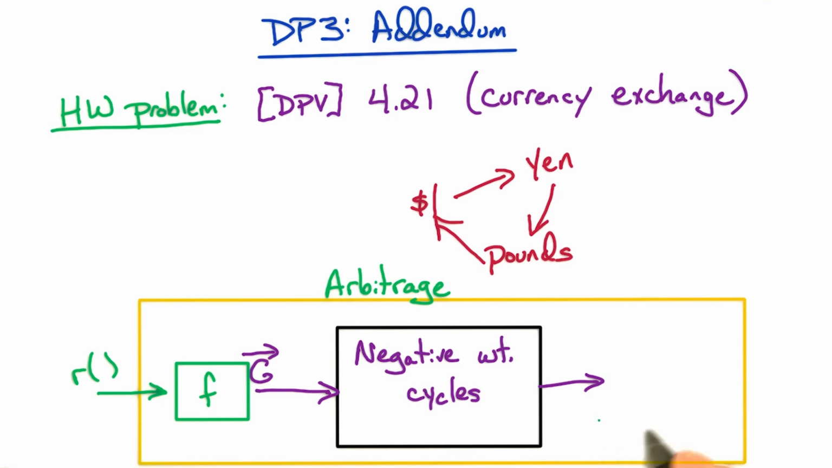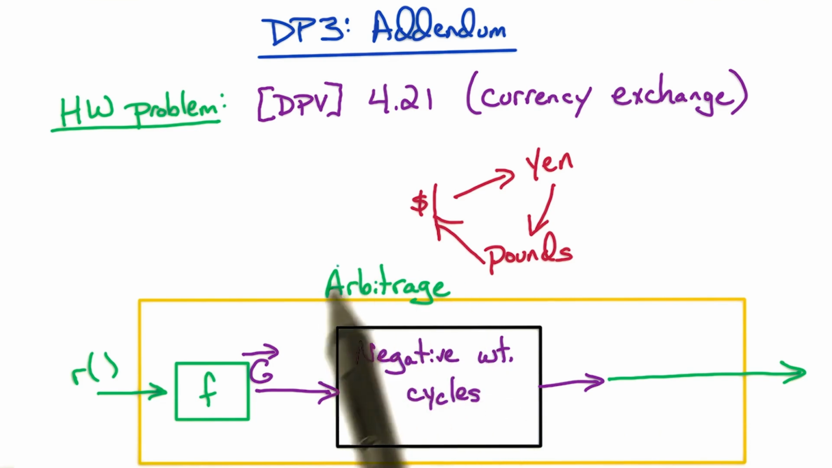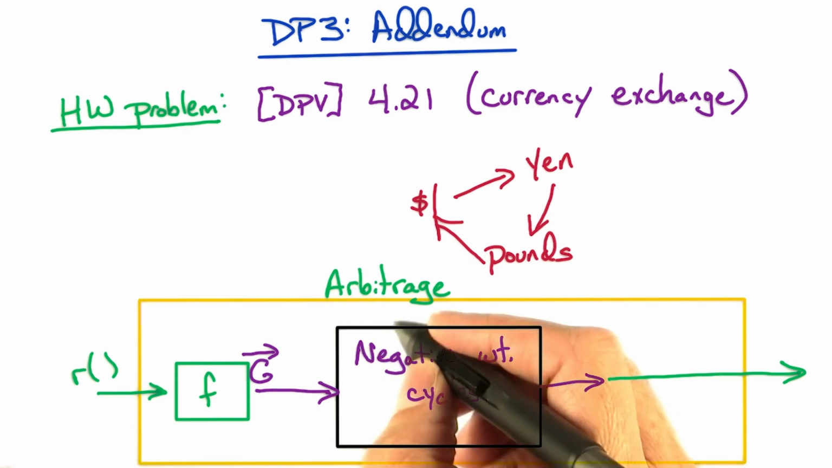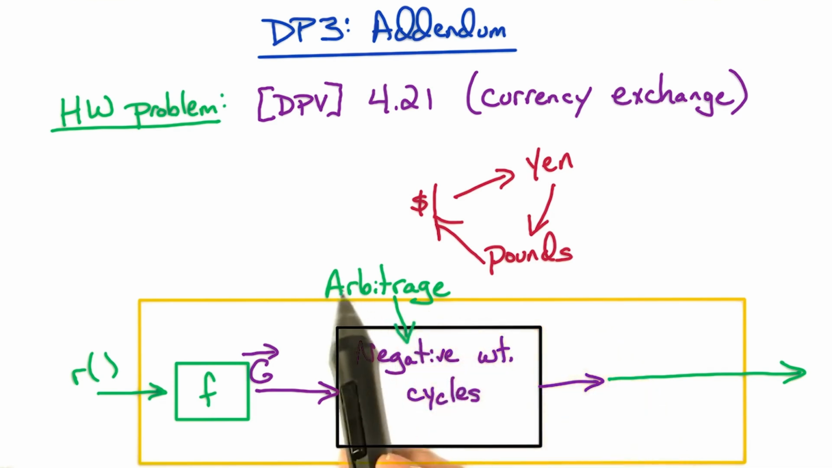And we're going to take the output from that, and that's going to give us the output for our arbitrage problem. We might have to do some conversion on that output, but we don't have to touch this algorithm at all. This is called a reduction. We're reducing the arbitrage problem to this negative weight cycle detection problem. And we denote it this way. We're reducing arbitrage to negative weight cycles. So we want to use this as a black box to solve this problem.